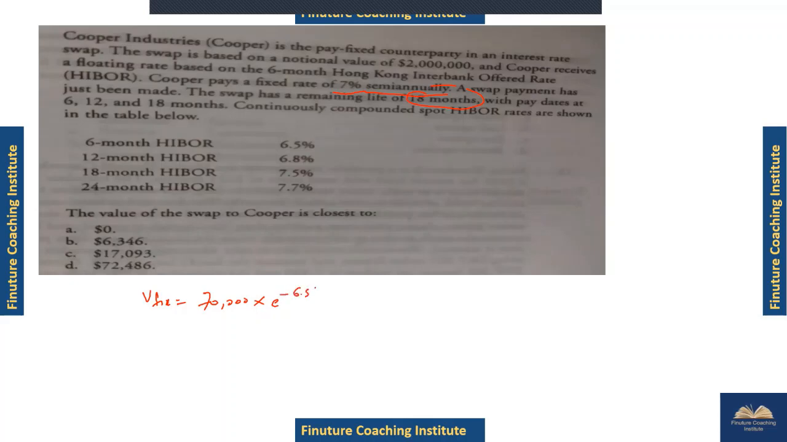minus 6.5% into, this is at 6 months, so it could be at a 0.05, and there will be another coupon payment of 70,000 into, at a rate of discounting for 12 months, it's 6.8% minus 6. So we are discounting it. I mean, this payment is 1 year. We are discounting it today from first year, and the last payment, which will happen on the 18th month.